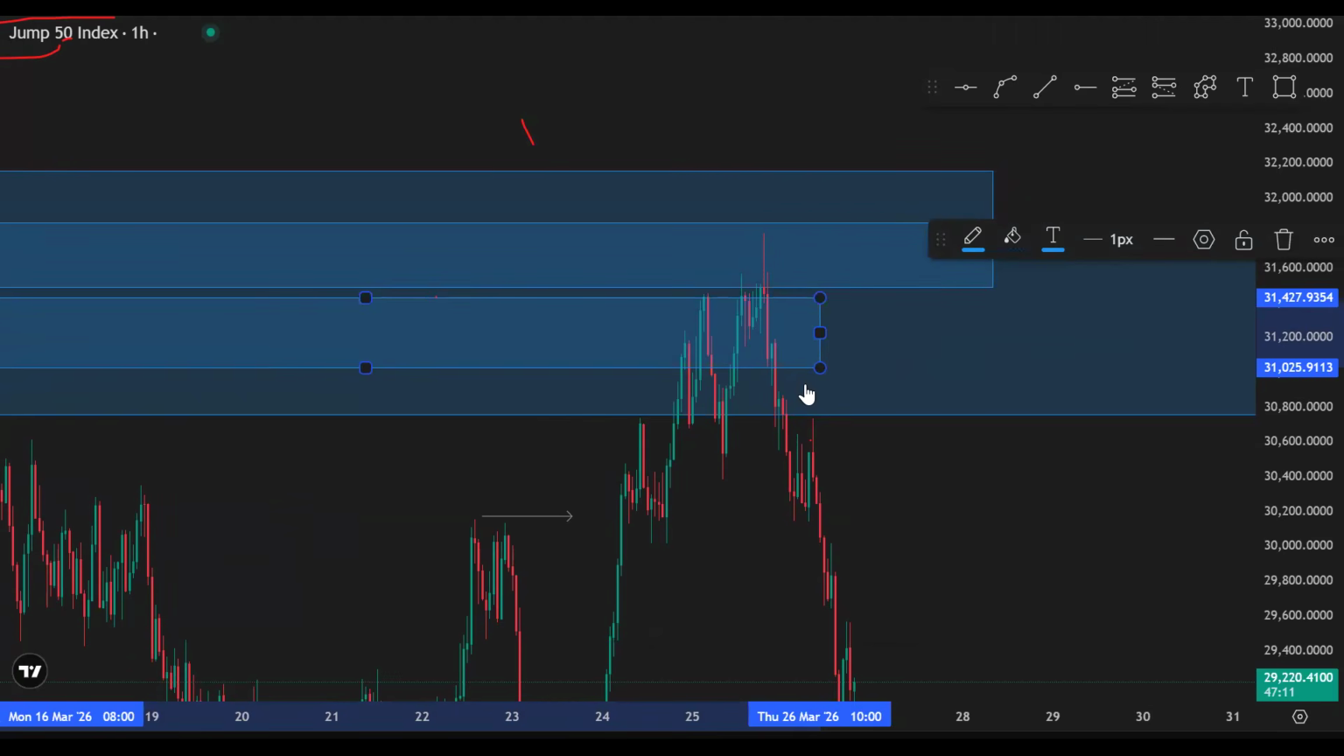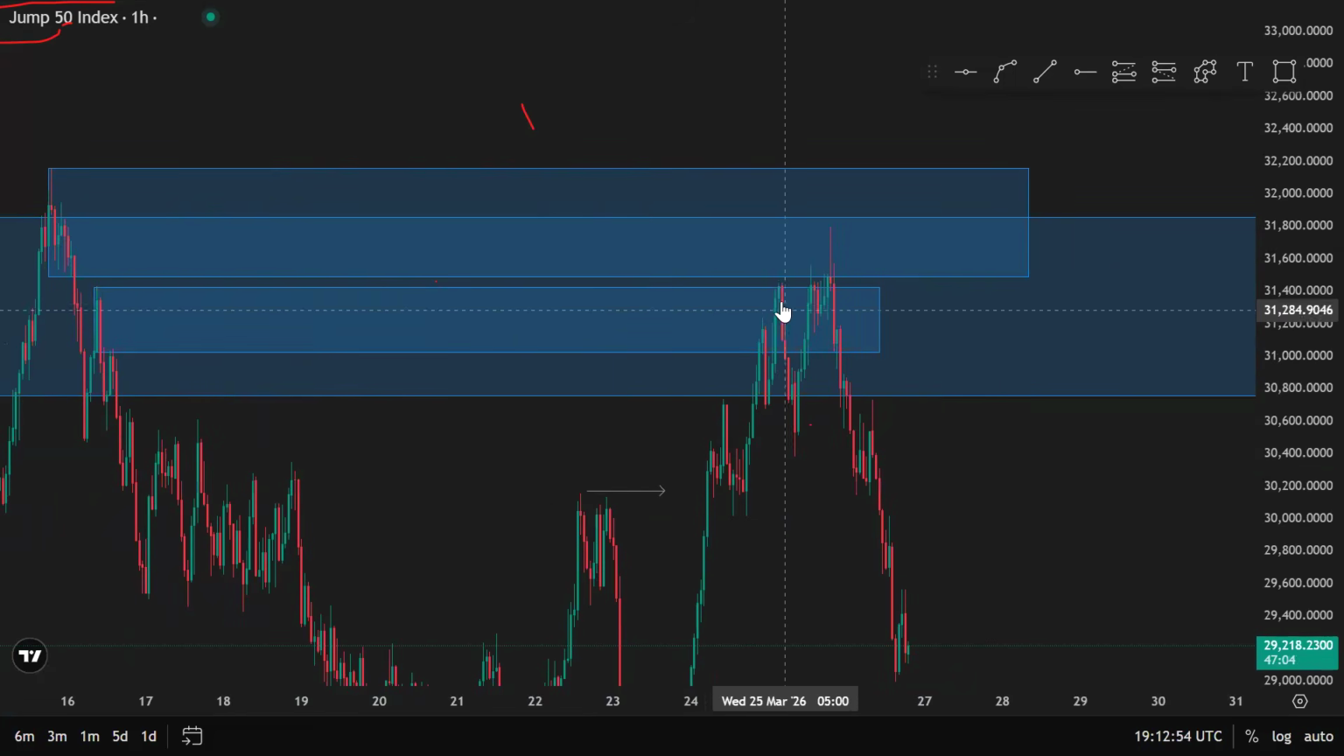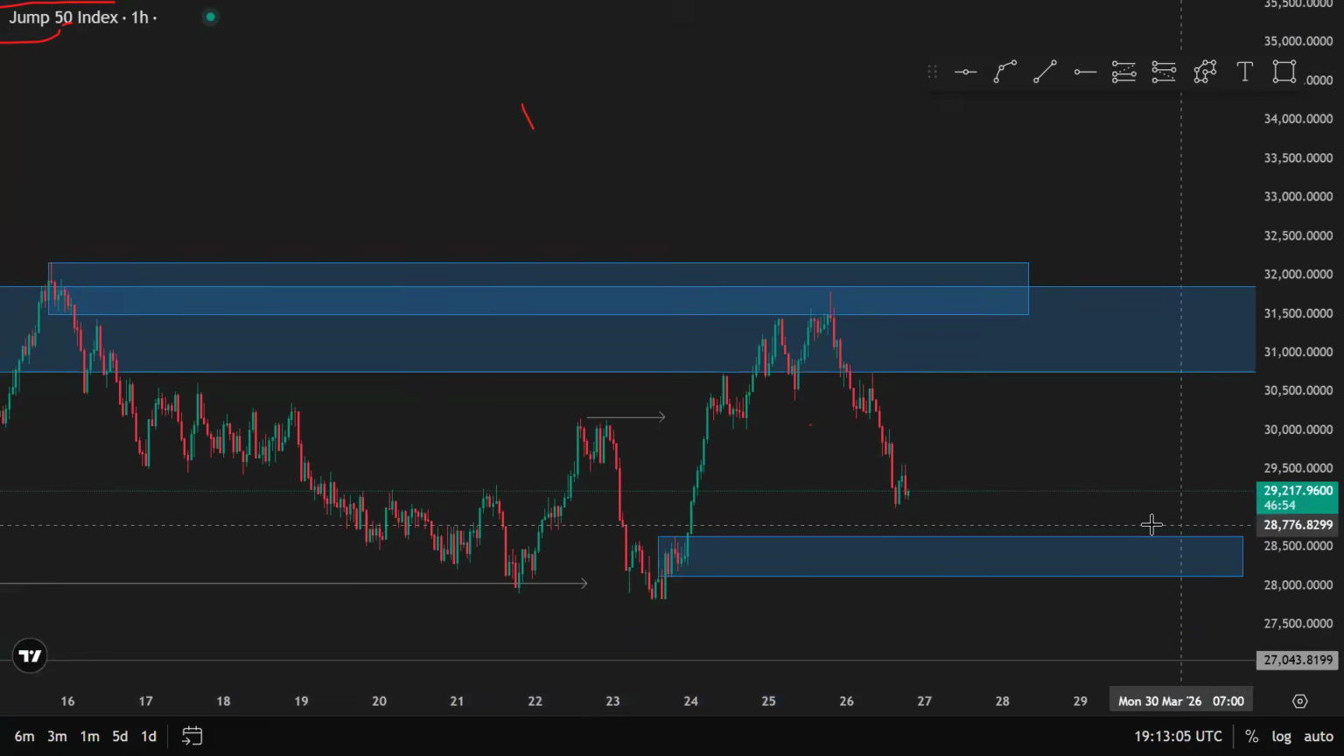So now look at this inducement right here. These are the suppliers that price was supposed to take after. And you can see price went for it. It respected it, but after it swept it up. It swept up to tap into the supply zone. Right. I will tell you, I saw multiple confirmations on this play. We'll get to it.